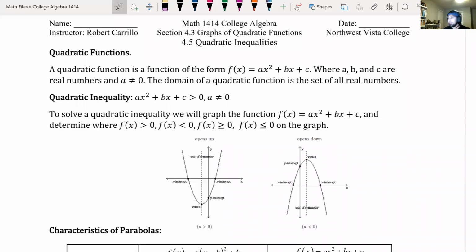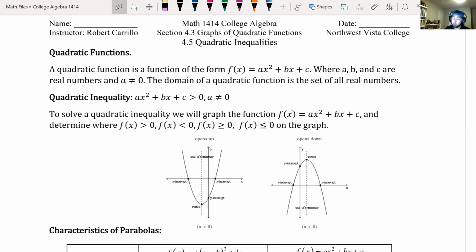Now I'm recording. So a quadratic function is a function of the form f of x equals ax squared plus bx plus c, where a, b, and c are real numbers and the leading coefficient a doesn't equal zero. The domain of a quadratic function, of any quadratic function, is the set of all real numbers.